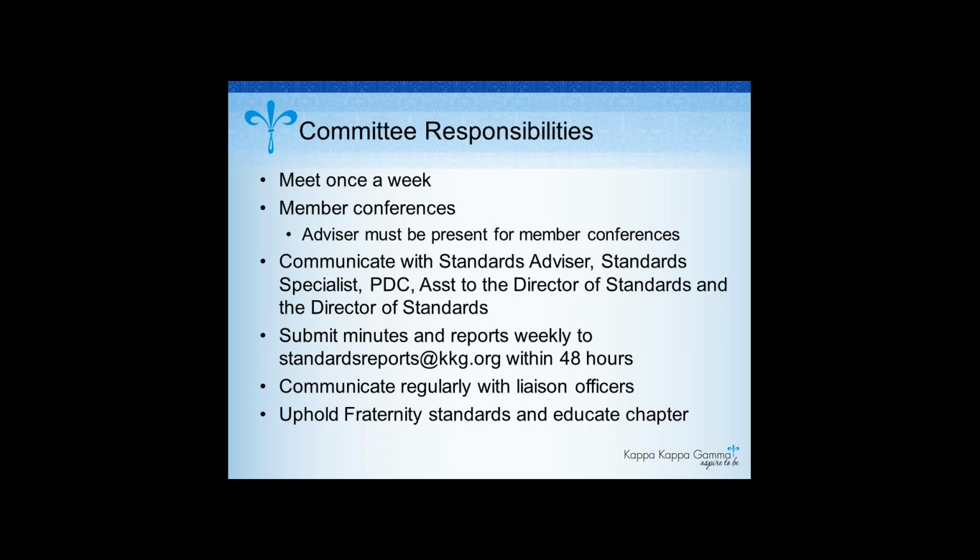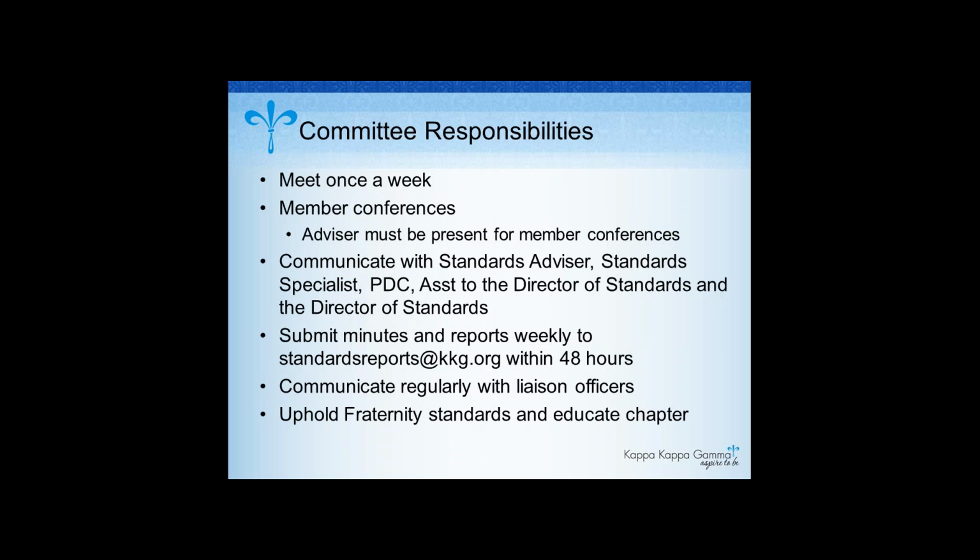So we found that if we're getting minutes a week later, things have already passed and fizzled out and we can't really help with situations. So it's really, really important that these are getting into the standards reports at kkg.org within 48 hours so we can go ahead and respond promptly.